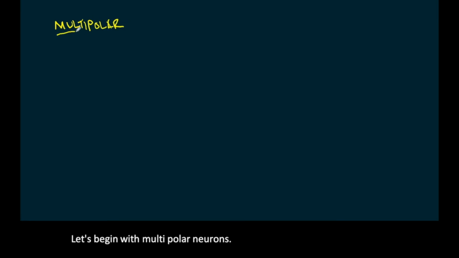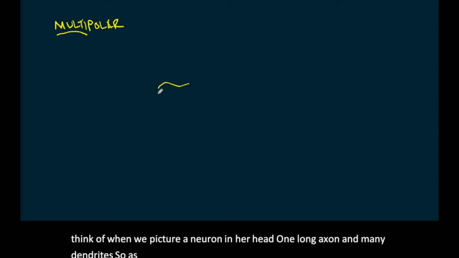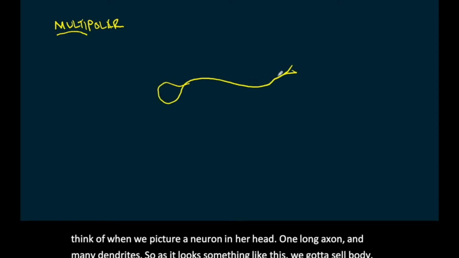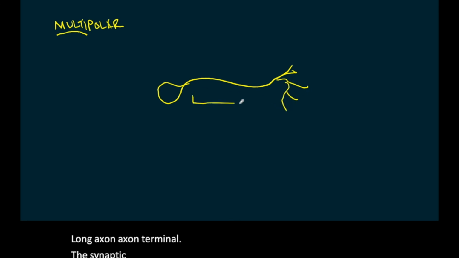As that prefix suggests, we have many processes. In fact, these are what we think of when we picture a neuron in our head: one long axon and many dendrites. So, as you know, it looks something like this. We got a cell body, a long axon, axon terminal, the synaptic knobs, one axon, and then we have many dendrites coming out of that soma.